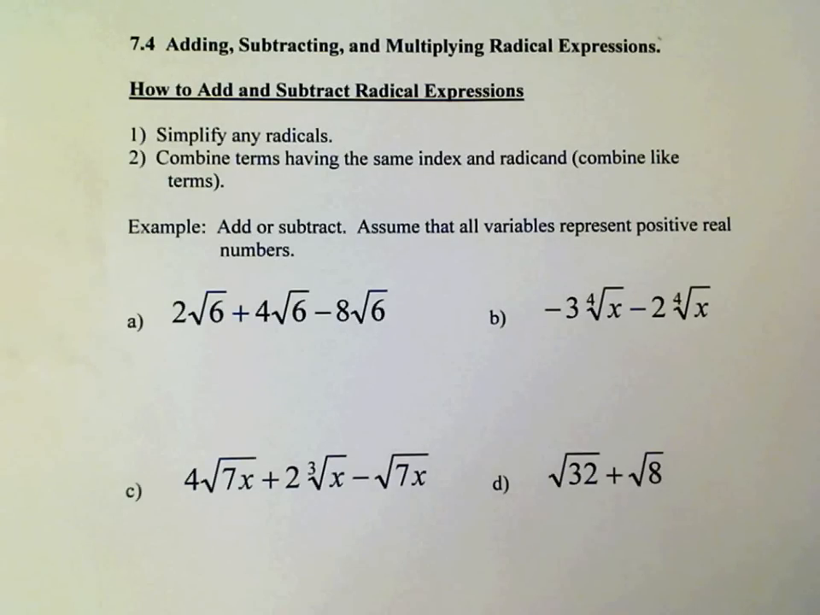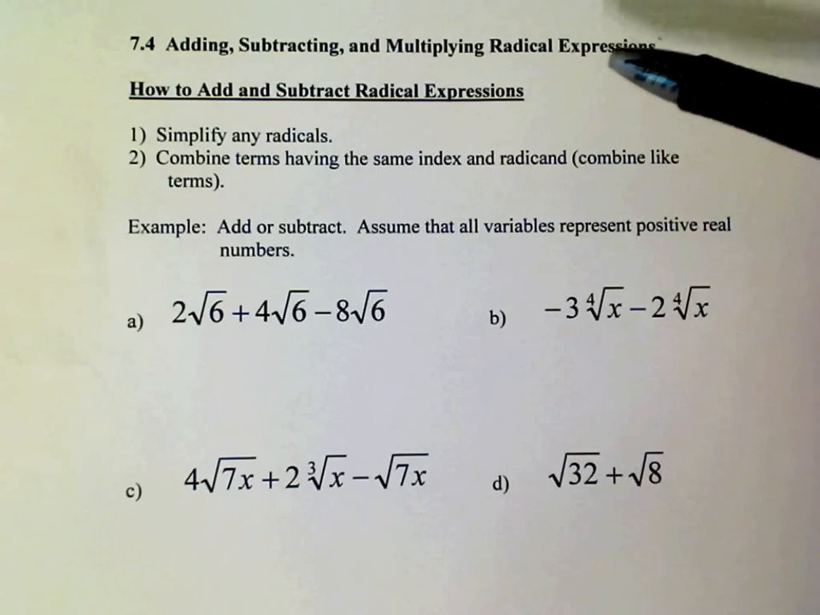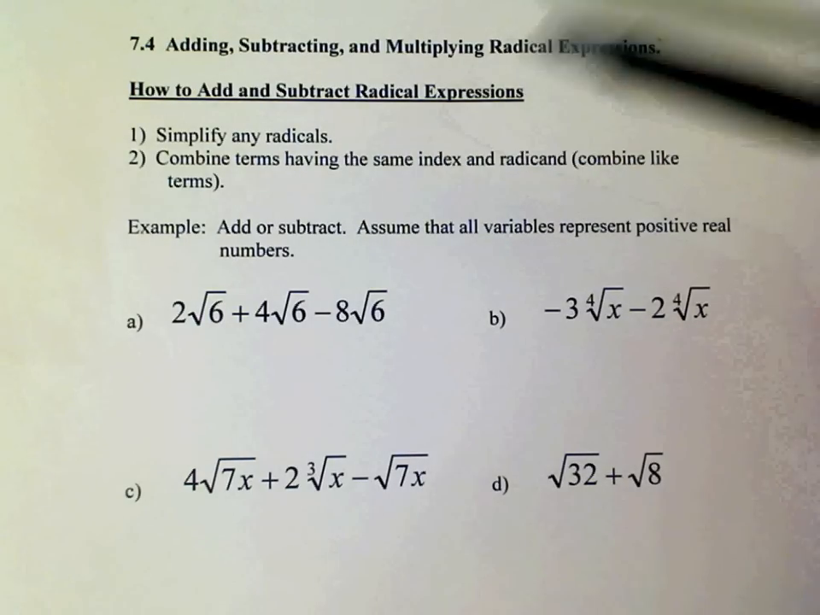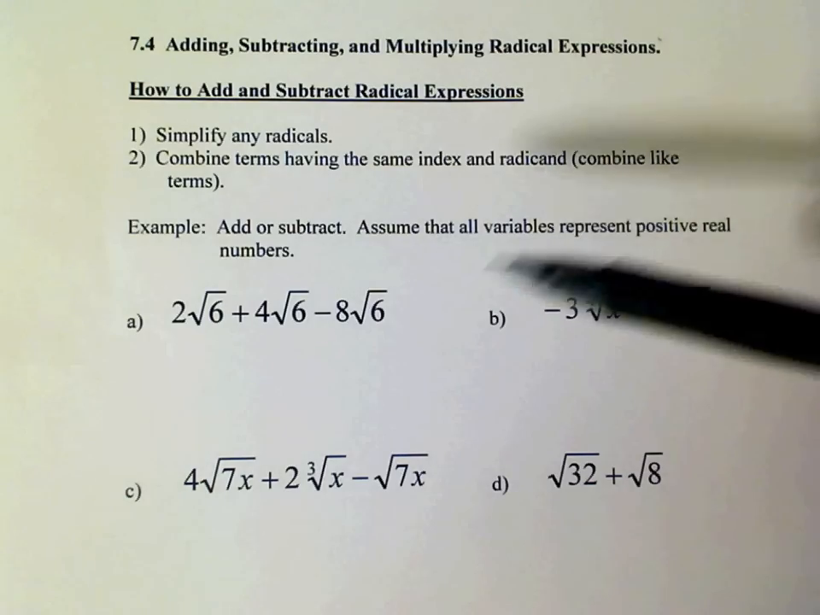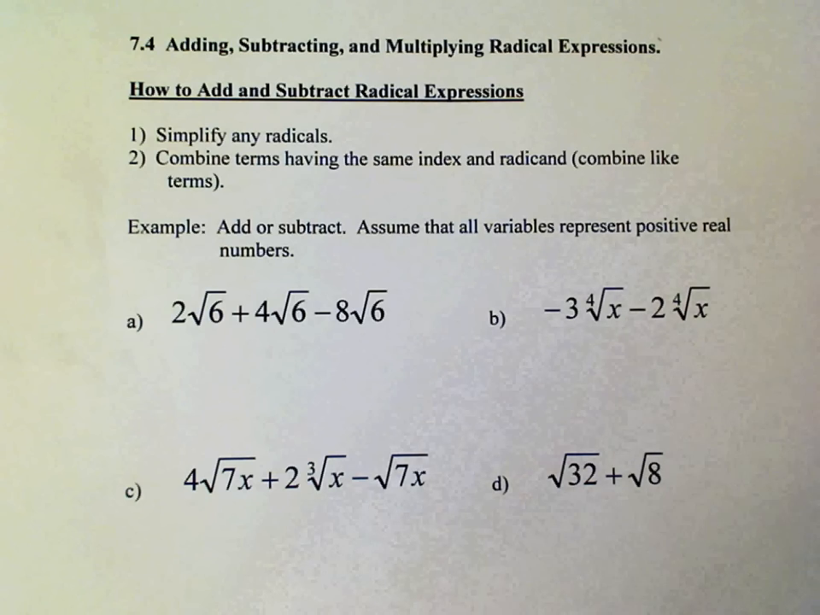Adding, subtracting, and multiplying radical expressions. How to add and subtract? You gotta simplify radicals first, and then you basically combine like terms. Like terms, or like radicals, have the same radicand and the same index.